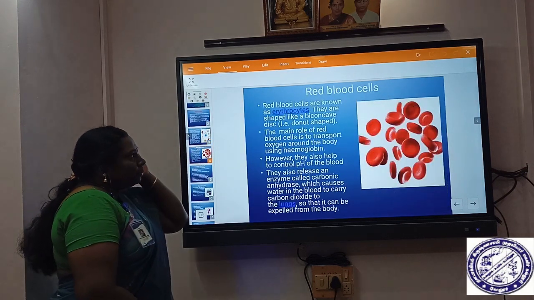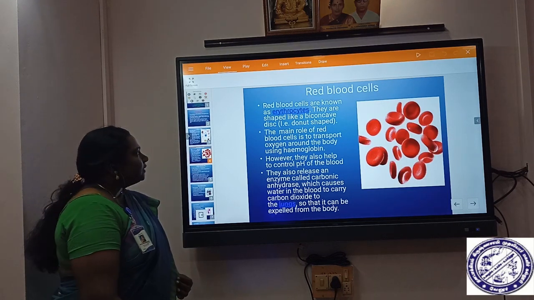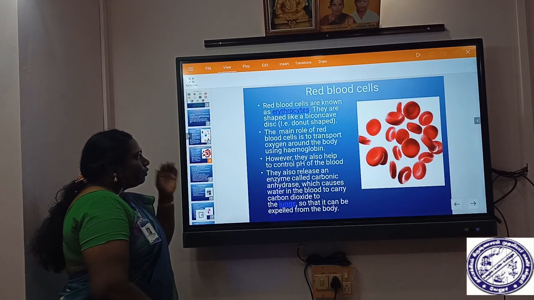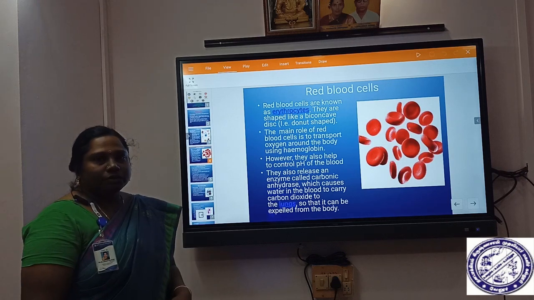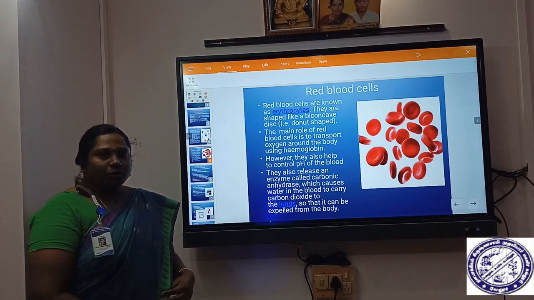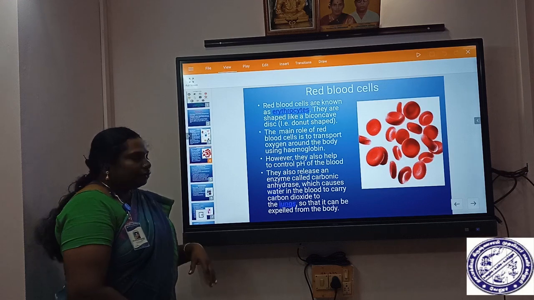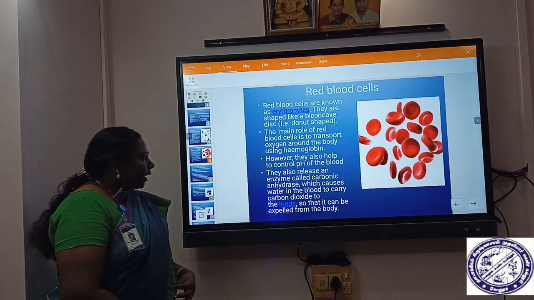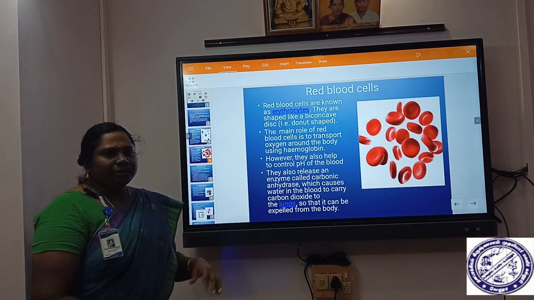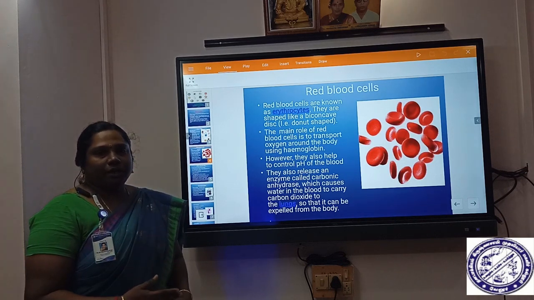The next type of cells are red blood cells. They are otherwise called as erythrocytes. They are biconcave disc shaped. The main role of the red blood cells is to transport the oxygen to the different parts of the body using hemoglobin. They also control the pH of the blood. They also release enzyme called carbonic anhydrase. This enzyme helps the water to carry the carbon dioxide to the lungs, from where the carbon dioxide is expelled out of the human body.